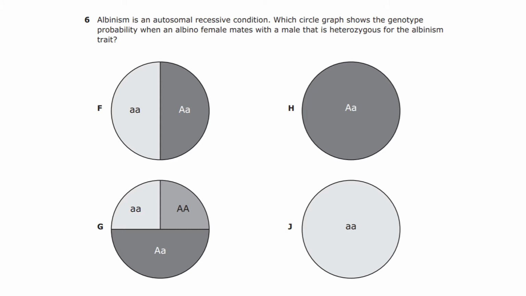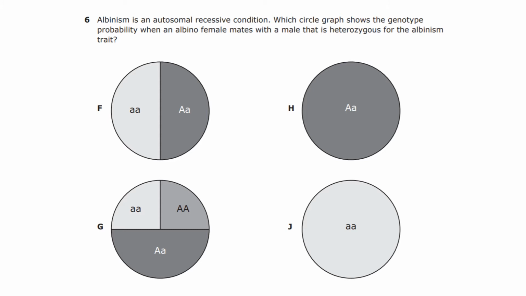Albinism is an autosomal recessive condition, which means that it's not a sex-linked trait. It can be in any gene. It's carried in what we call somatic cells. But it says that what you're supposed to do here is determine which circle graph shows the genotype probability when an albino female mates with a male that is heterozygous for the albinism trait.